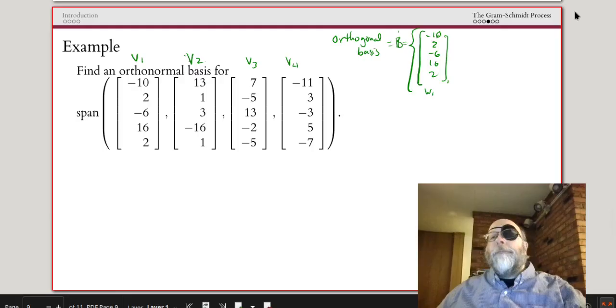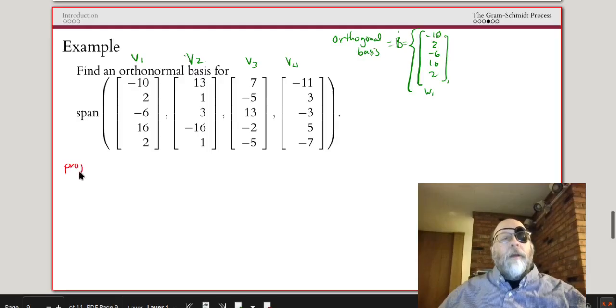But now we're going to find W2, so we're going to project V2 onto W1. When we do that, the numbers get a little messy here. We have 13 times -10, that's -130. 1 times 2 is 2. 3 times -6 is -18. -16 times 16 is -256. 1 times 2 is 2. When we add all of that together, we get -400.